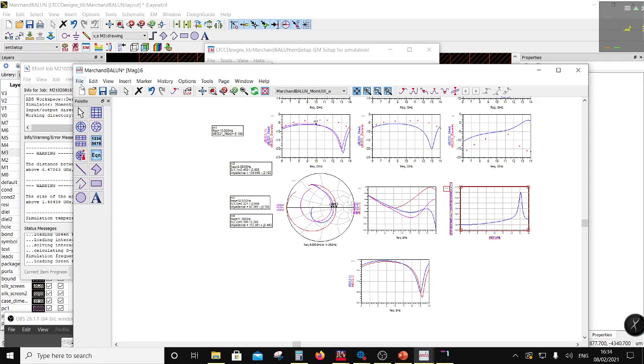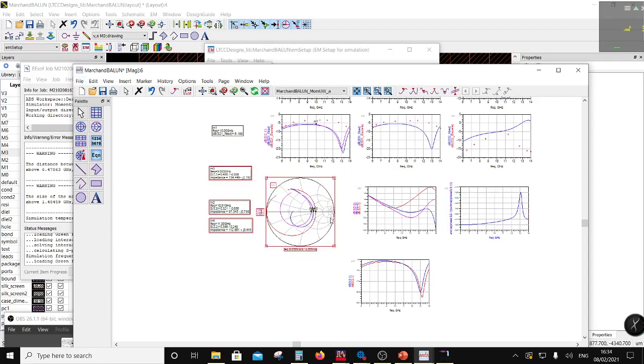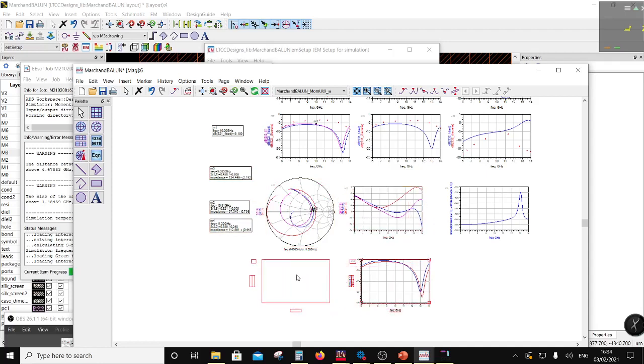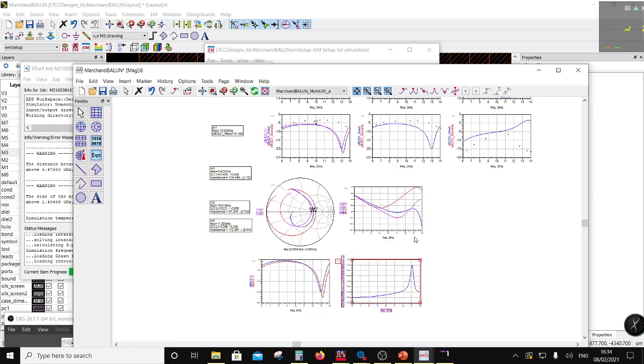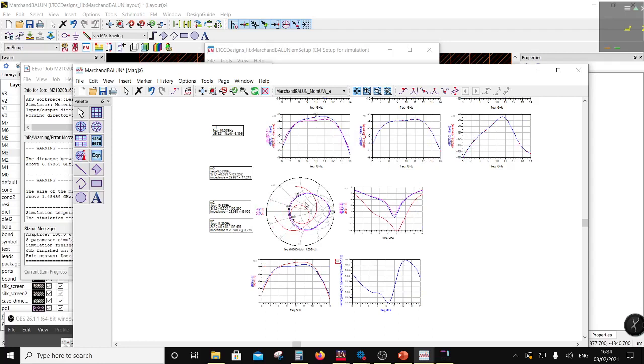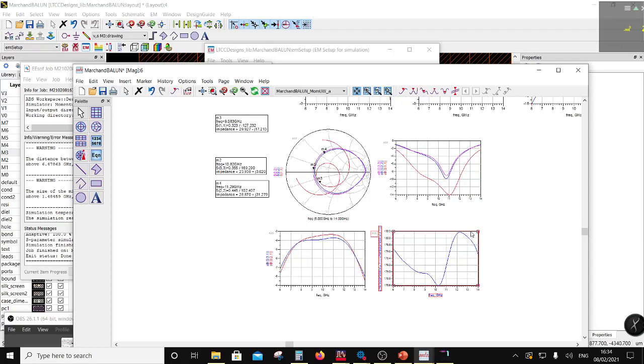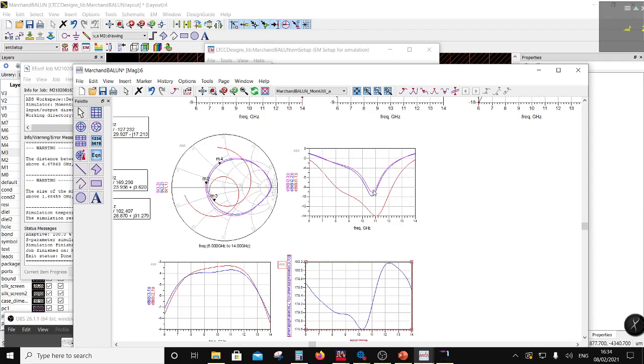So let me adjust these graphs. This is your return losses. This is your S21 and 31, and this is your phase difference. Okay, let's see what has happened here.